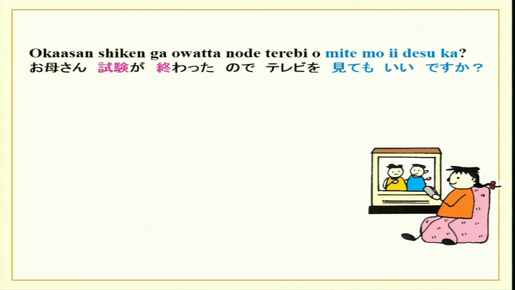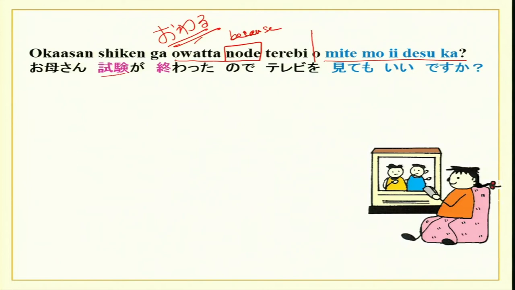There are more examples for you. Okasan shiken ga owatta no de terebi o mite mo ii desu ka? Is it all right if I watch television? Owatta no de. No de is because, and owatta is past tense for owaru. Owaru is the verb.